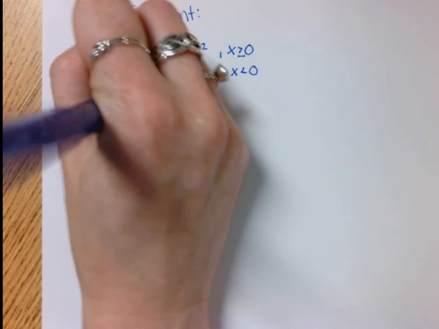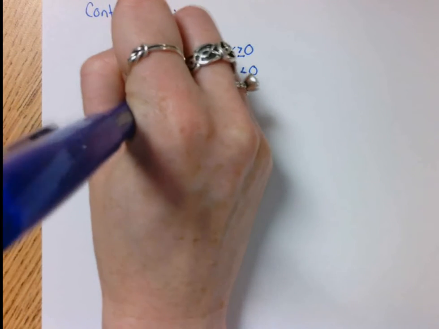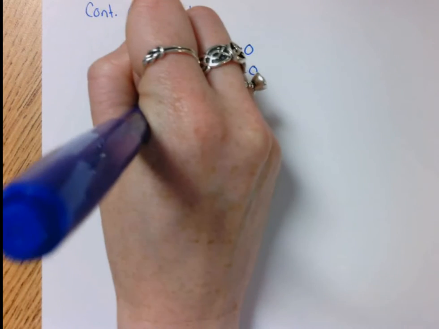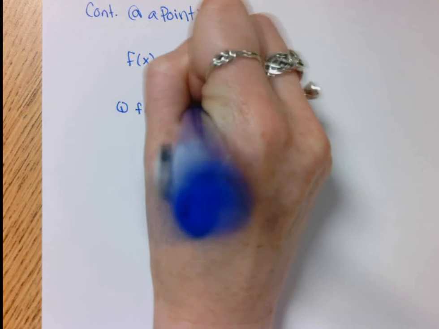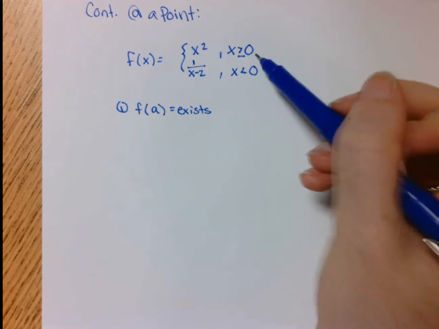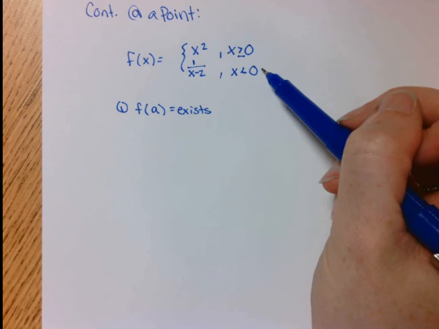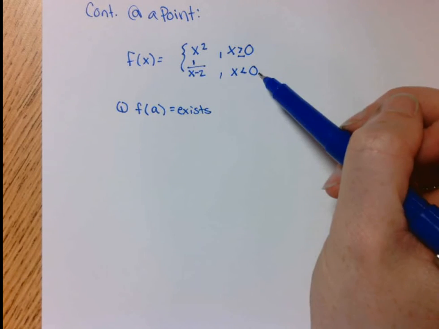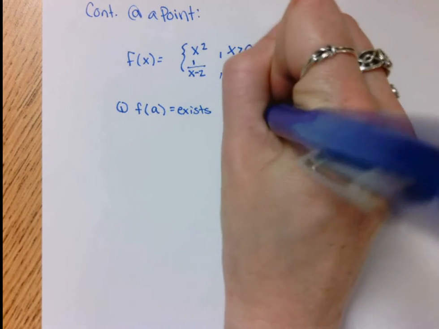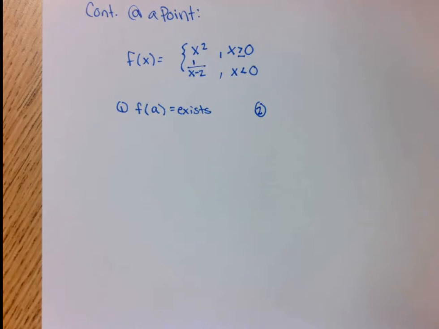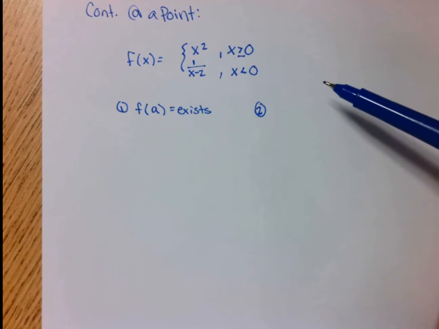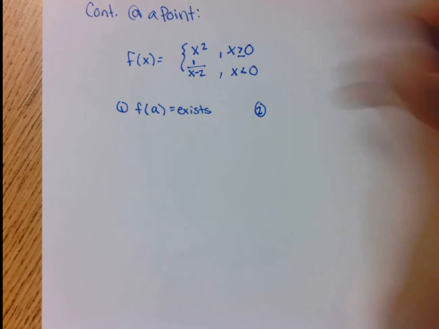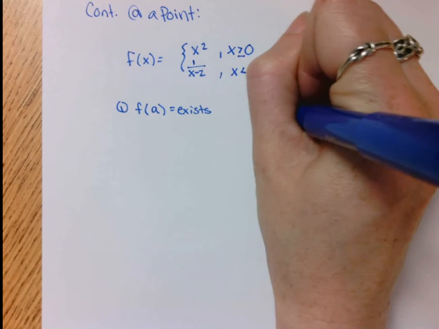We need to do 3 things. We need to show that f at that number exists. So f of a exists. In this case, a would be what? 0, because that's where we're worried about it. Second, we need to show what? That's what we're trying to do overall. At the left and right?